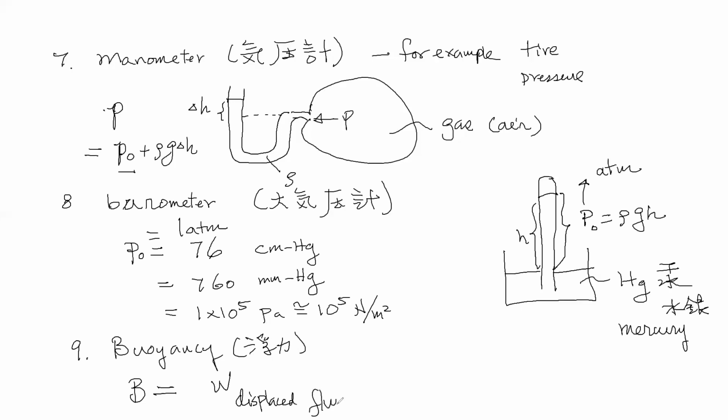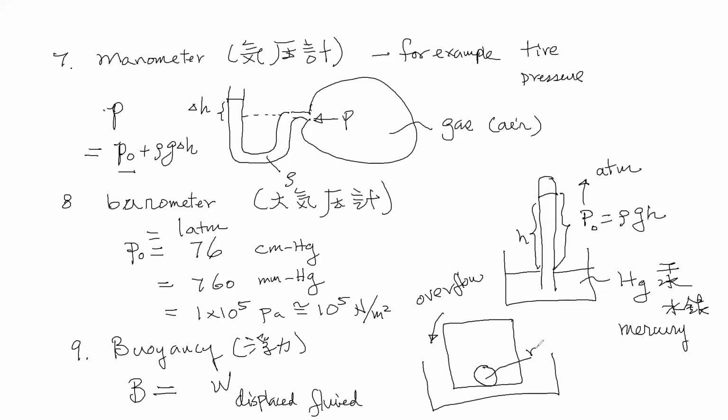So what does that mean? It means the following. Say, for example, your water is up to the top, and then you put something here for the overflow, 溢出来的, overflow. And now you put a rock inside. Then once you put it in, you see some water down here, so some water gets out. And this is your displaced fluid, 就是被挤出来的流体, displaced fluid.